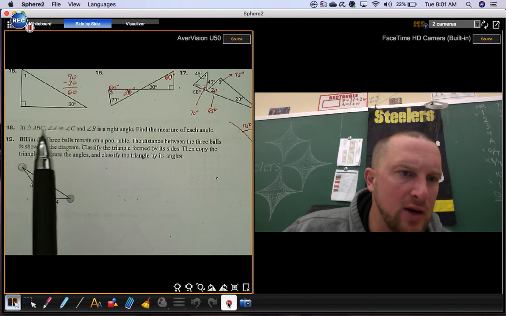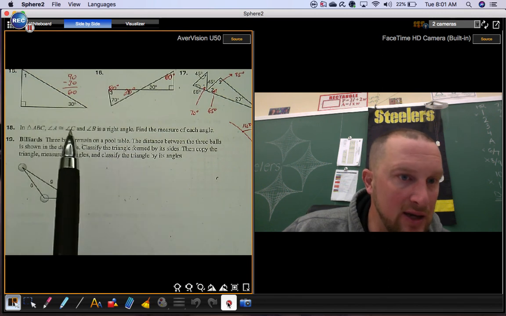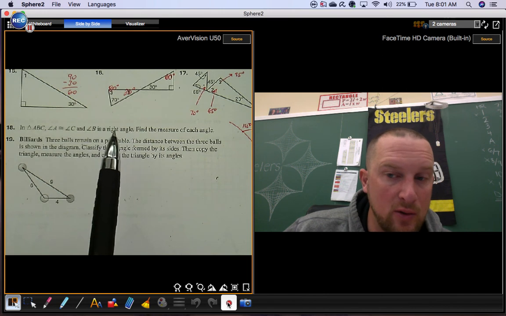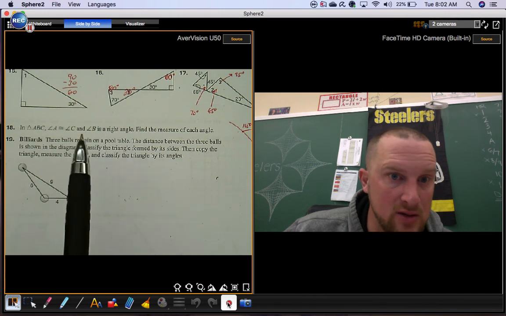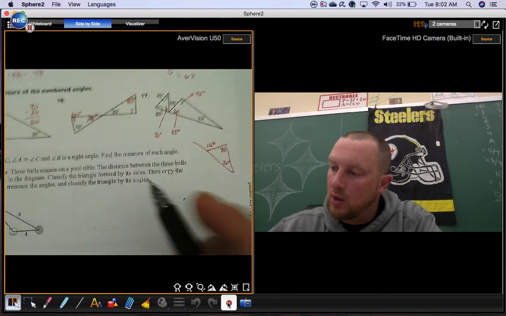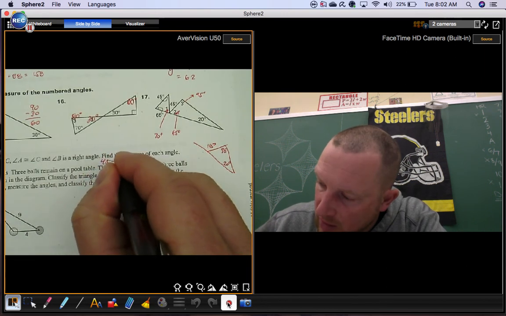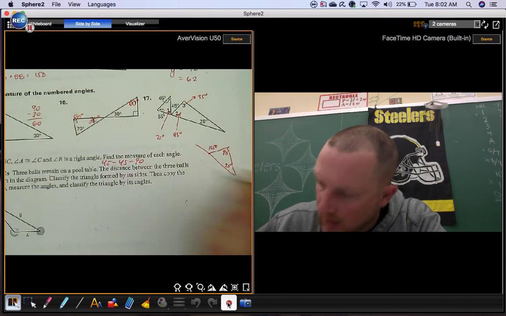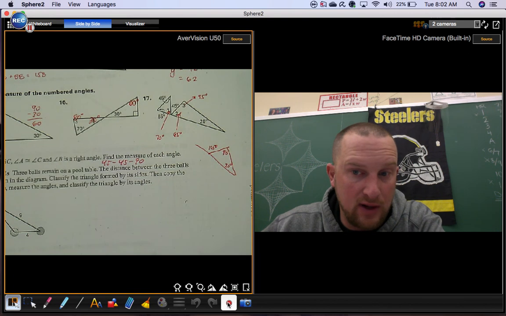Number 18, in triangle ABC, angle A is congruent to angle C. That makes this triangle isosceles. Angle B is a right angle. Okay, so that's a right isosceles triangle. Find the measure of each angle. Well, just like we talked about on the other side, there's only one right isosceles triangle in the world, 45, 45, 90.